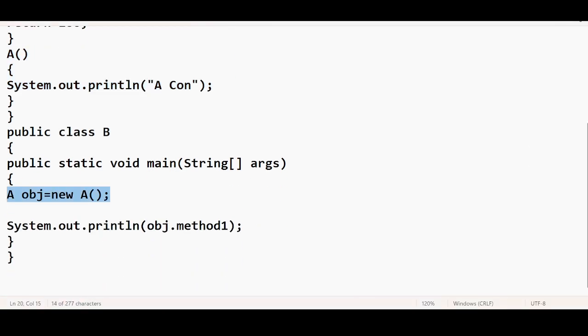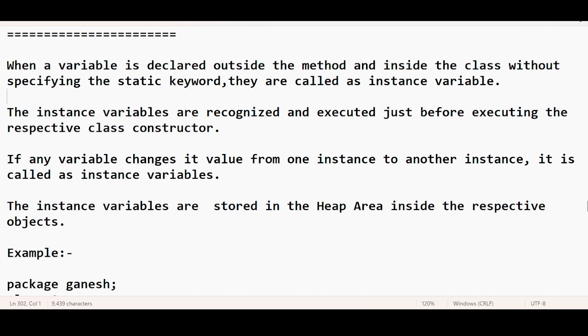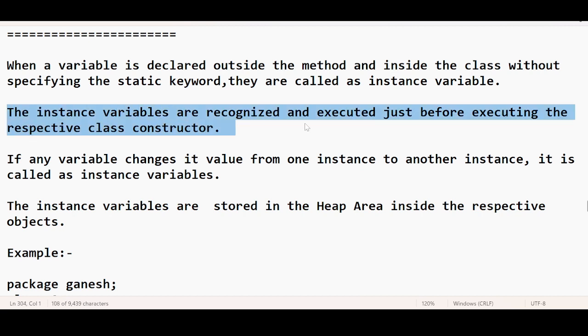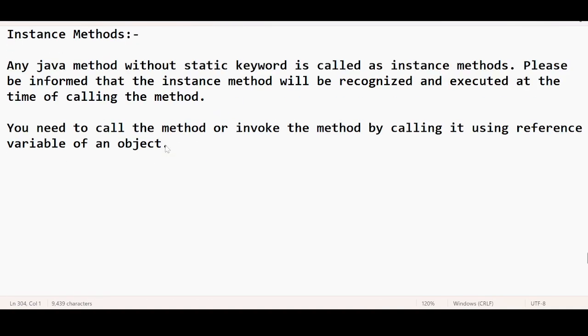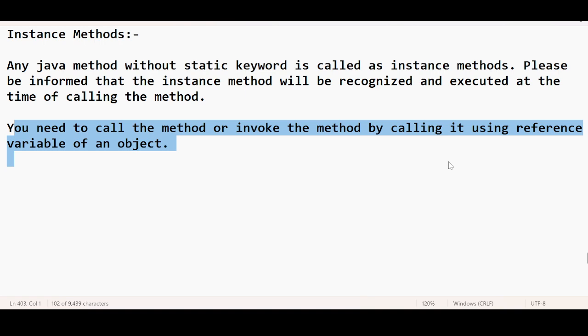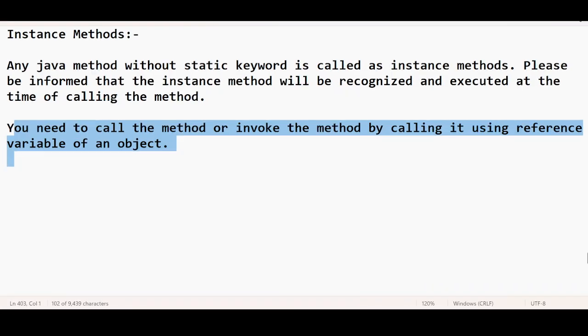Object is created, and I'm calling a method now. What does the theory say? When there are instance variables, they are recognized and executed just before executing the constructor call. Now we have to see if there are any changes in the memory. If the changes are visible, you will see them in the console. If the changes are not visible, they will be happening in the memory. For the methods, what did I just say? You need to call or invoke the method by using its reference. Now answer this to me.